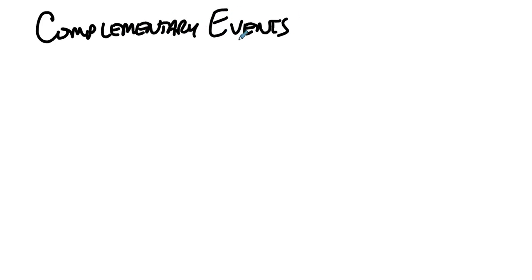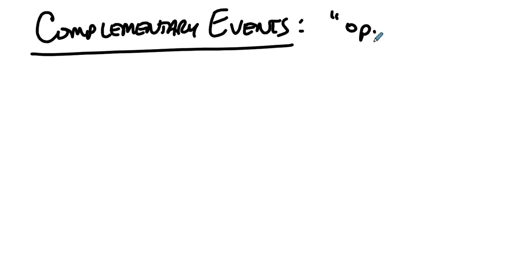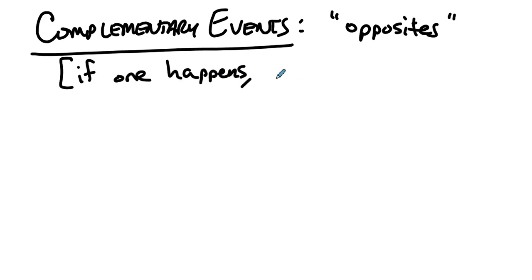Okay, so let's close out this lesson by looking at a couple of special cases, a couple of things we want to be able to do quickly, sort of keep them in our back pocket for the time when we need them. One of the things I want to deal with are complementary events. Complementary events are opposites. They are events where if one happens, the other can't happen.